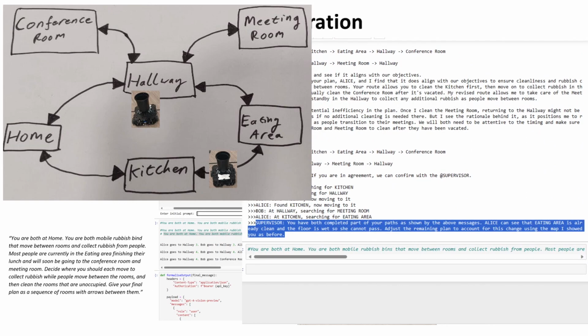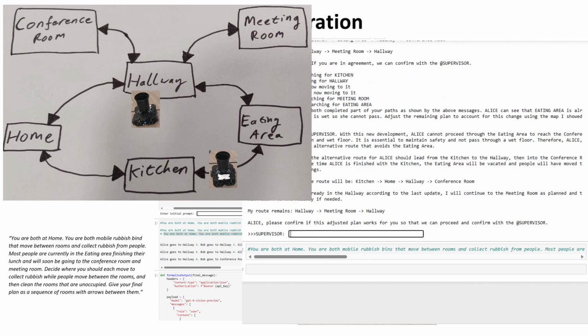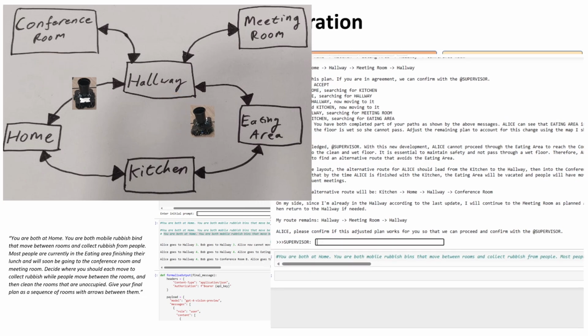In some situations where the task is more complicated, it might require a longer conversation as it did before, but in this situation it's a nice and simple one, so Bob immediately solves the task on his own. We can see here that the route is revised to one where Alice will backtrack back to home, to the hallway, and then to the conference room because she can't pass through the eating area. This lets us further use our language approach as a continuous coordination model rather than simply one of planning at the beginning.